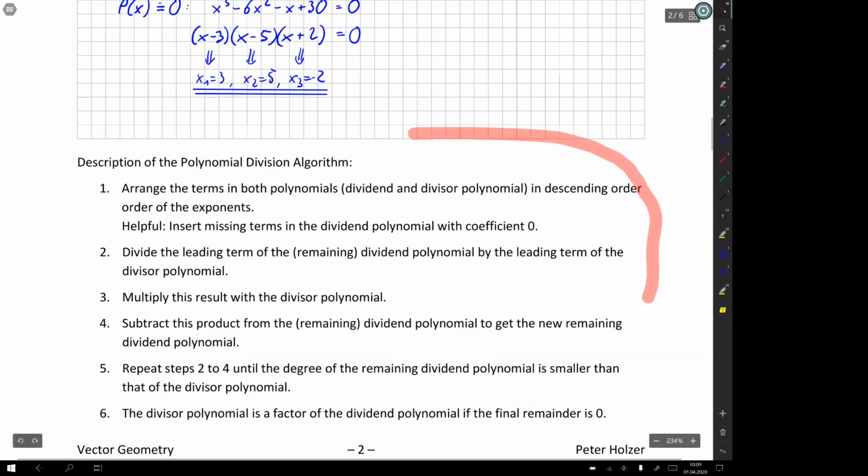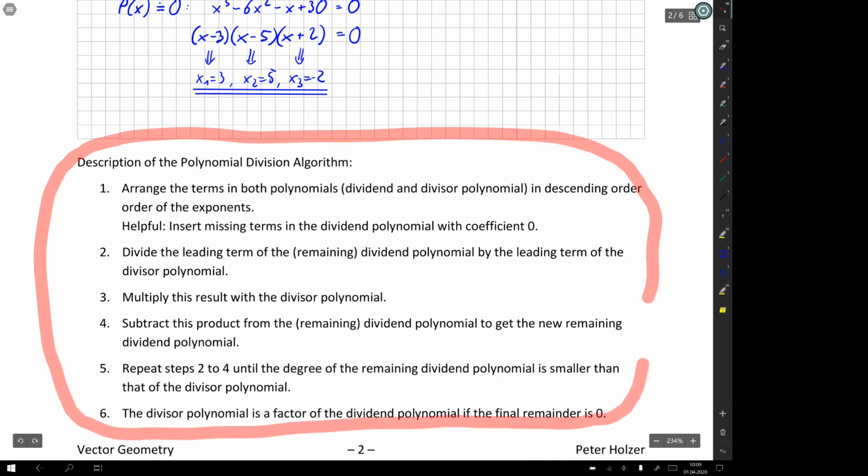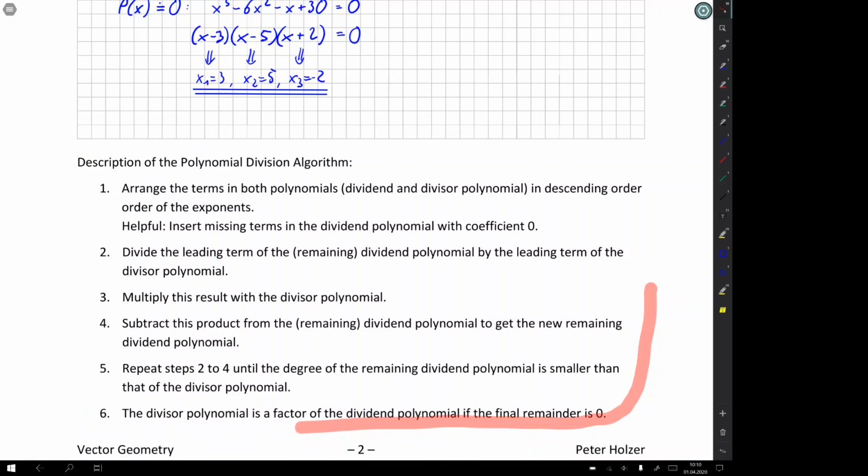Here on the bottom of the page, you find a description of the polynomial division algorithm that you can study on your own before we continue with the next example.